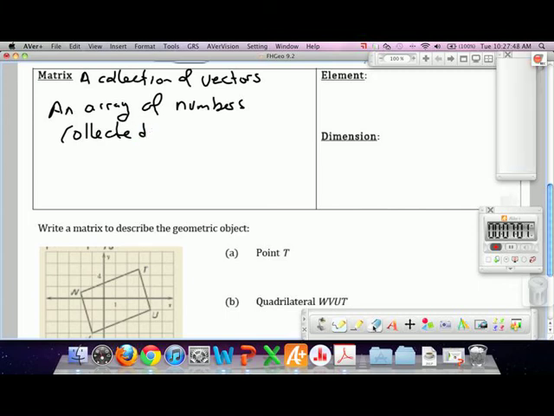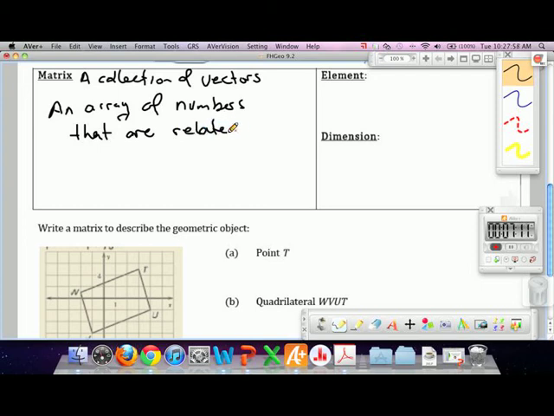Array of numbers that are related to each other. An array. Well, we know what an array is. I've heard of the word array before.